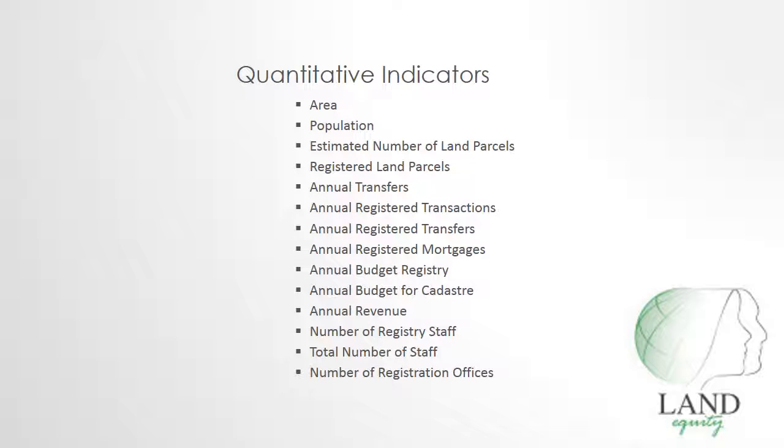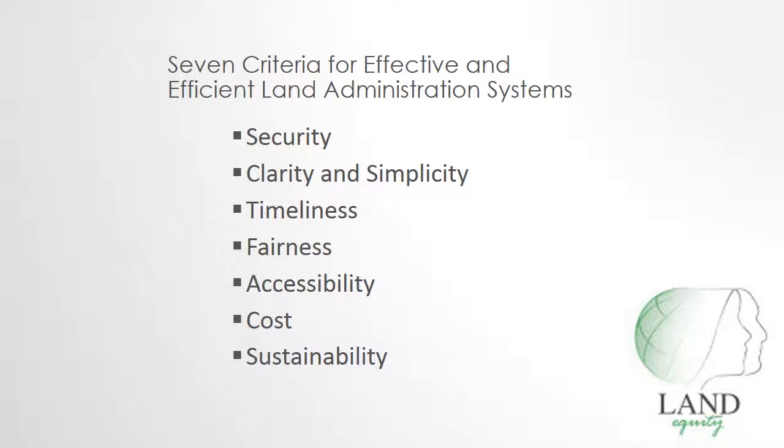Additional information, estimated number of land parcels, registered land parcels, annual transfers, registered transactions, transfers, mortgages, the budget for your registry, the budget for the cadastral aspect, revenue from those entities, number of the registry staff, and the total number of staff. These qualitative, quantitative indicators are then compared to a list of 7 separate criteria in order to analyze an effective and efficient land administrative system. And all this is using the report prepared by Land Equity.